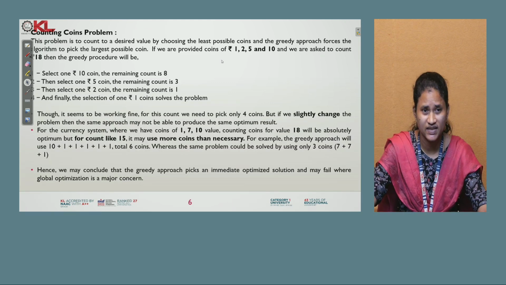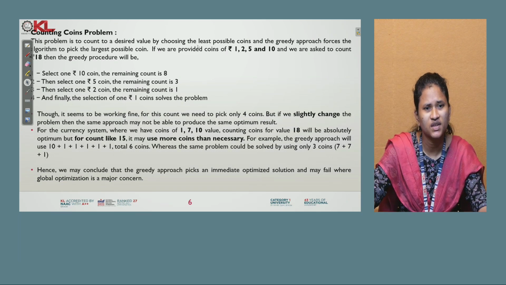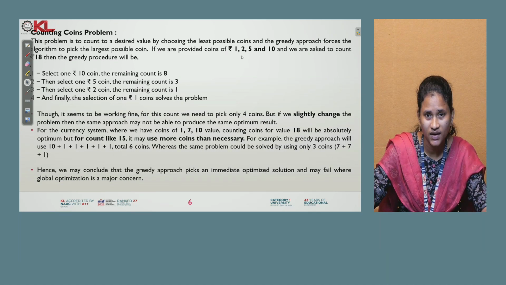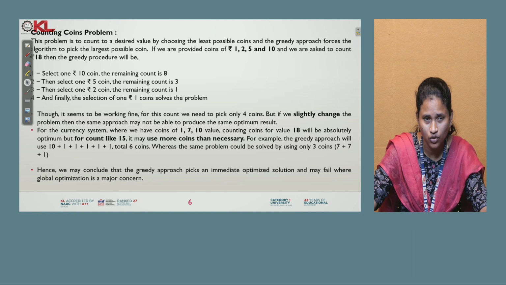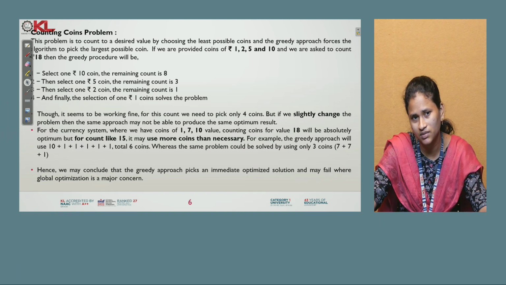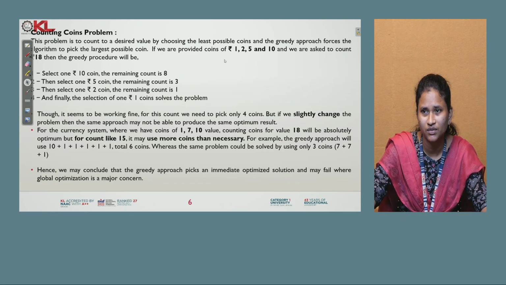Now here we can see one example, that is a counting coins problem. What is the counting coins problem? In the greedy method, as I said, this is an optimization solution. Optimization means it will be used to give the best solution. But in some cases the greedy method won't give the best one. Why? Because the greedy method thinks about the present situation, and for that present situation, it will give the best solution.